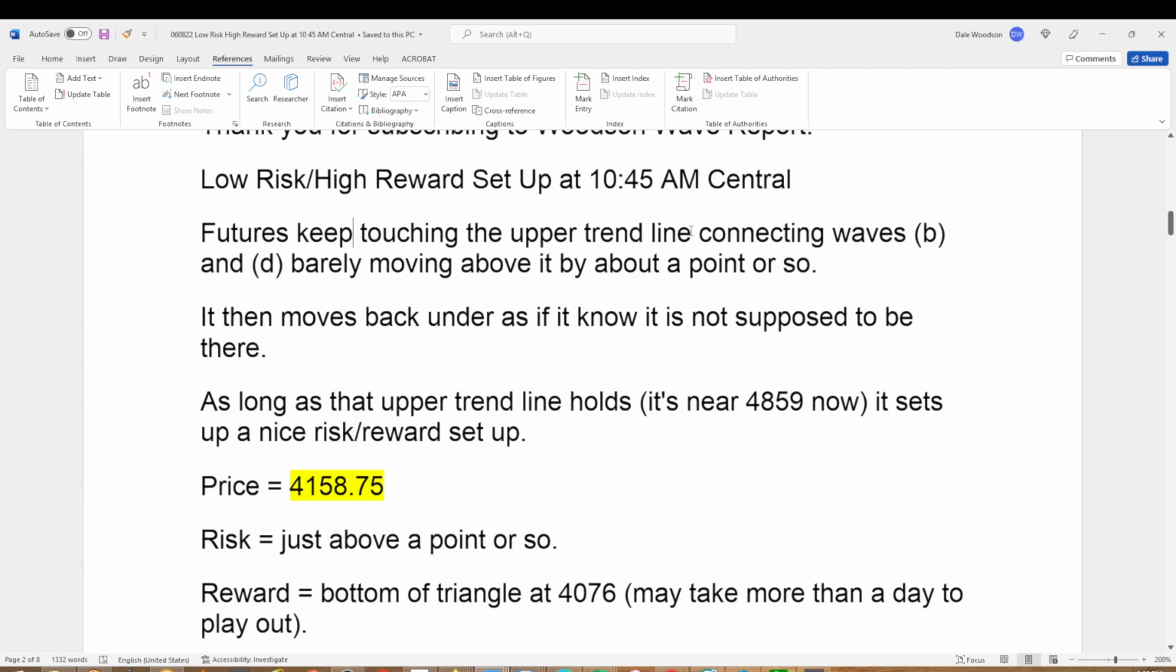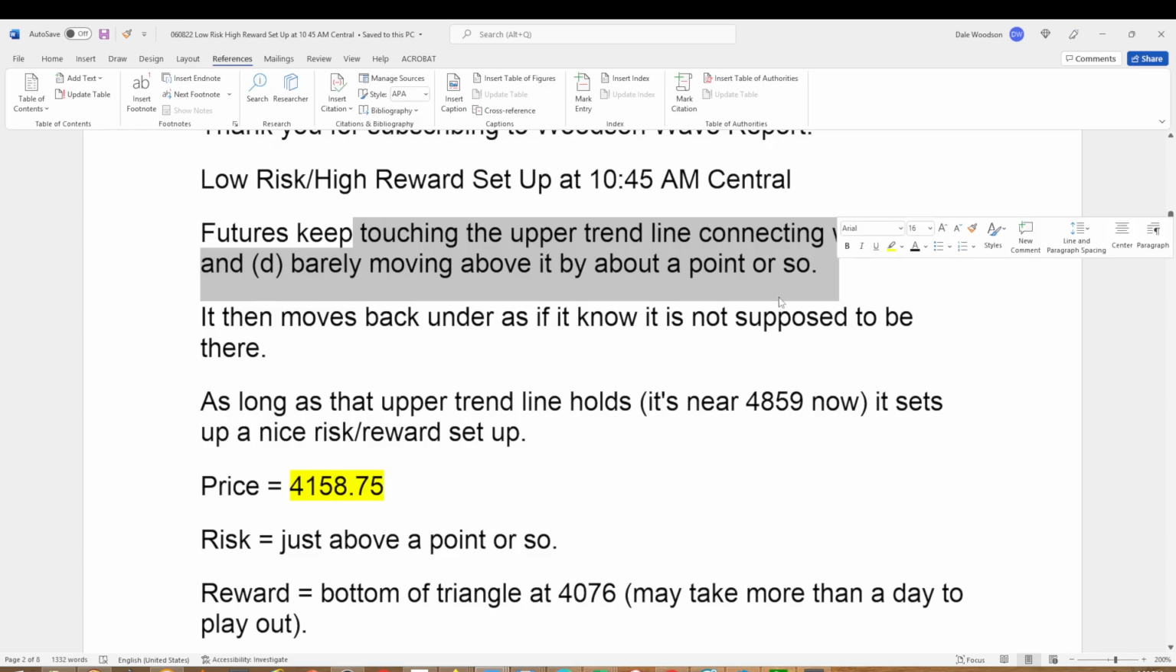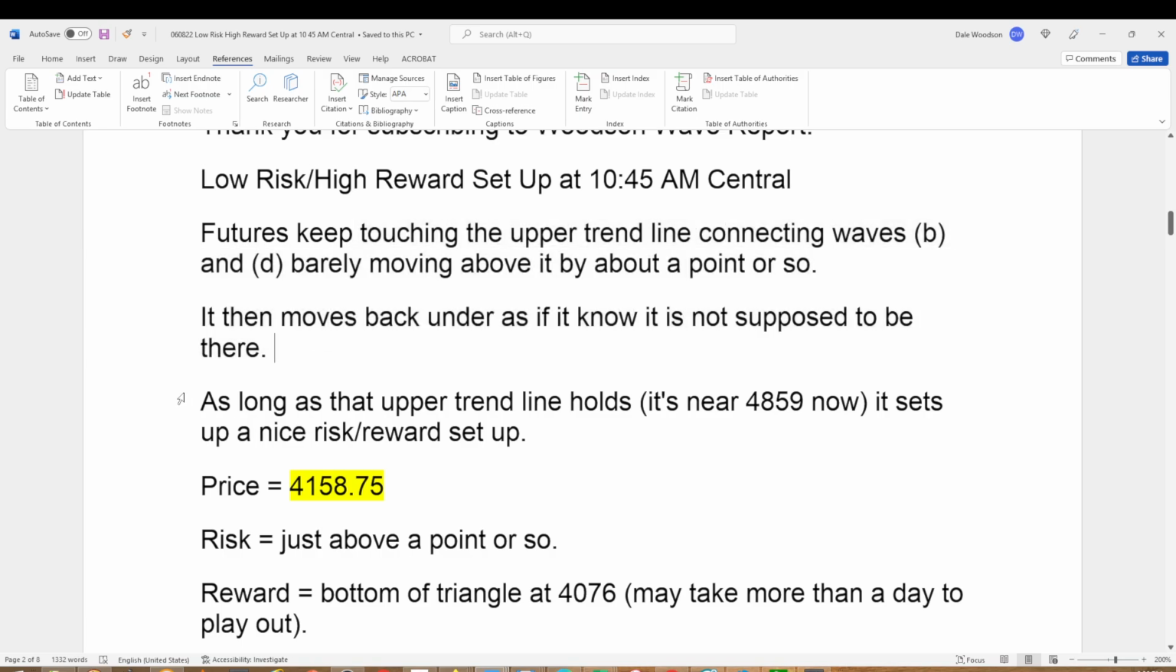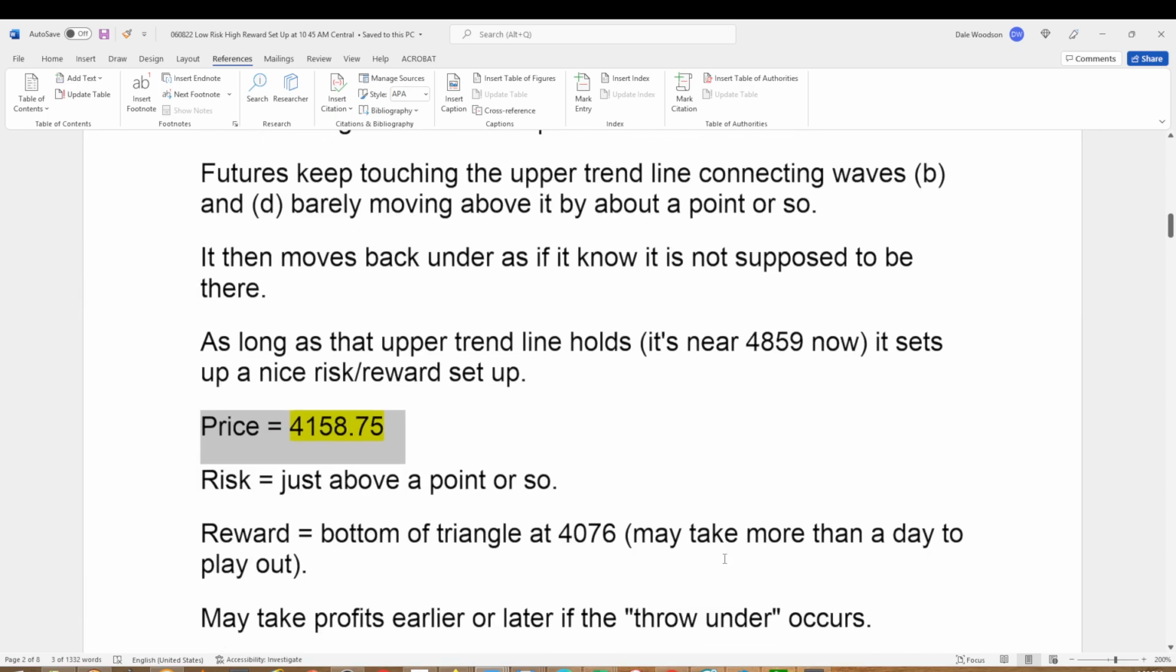Futures are touching the upper trend line connecting waves B and D, barely moving above it a point or so, and then it moves back under like it's not supposed to be there. Like it says, what am I doing above this trend line? As long as that upper trend line holds, it's near 48.59 at that time. The price when I printed this was 41.58, just right up against it. The risk to the upside is a point or so, which is $50, maybe $100, and the reward is the bottom of the triangle, which is 47.76, and that would take a while to unfold.